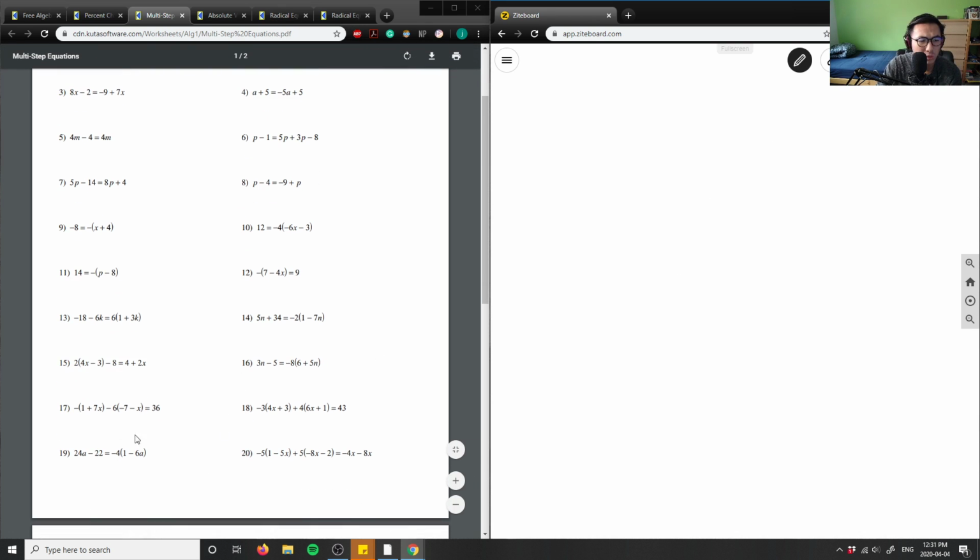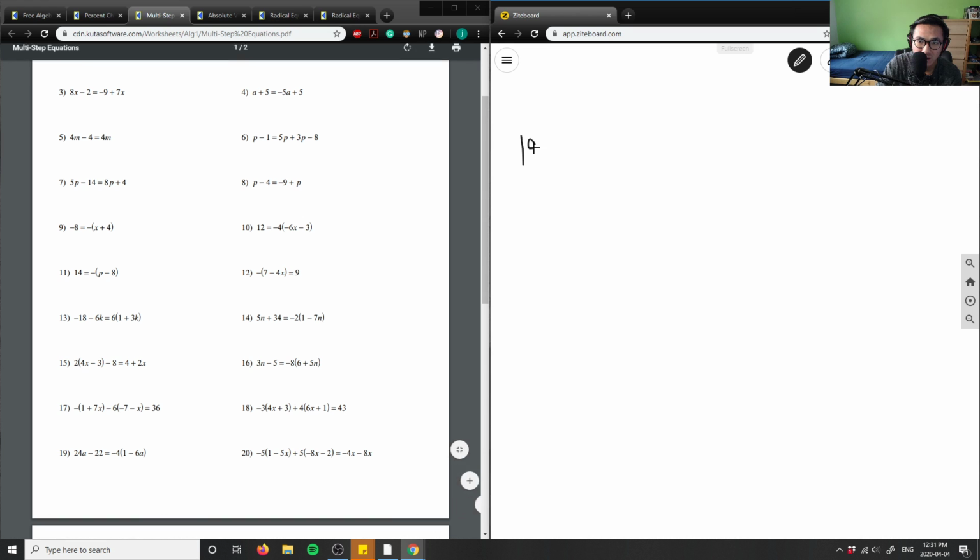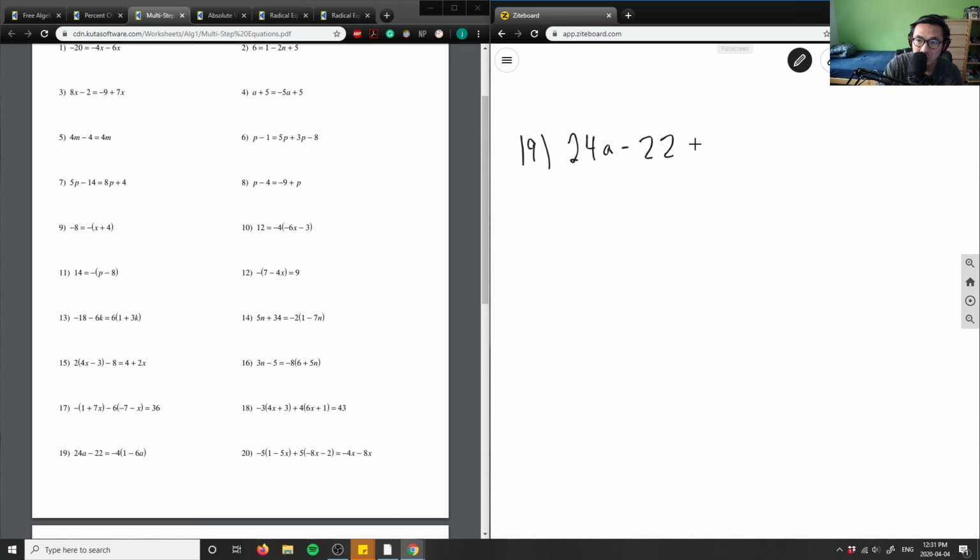So I'm going to do 19 here. And this is just a review of multi-step equations. And I feel like I'm going to be really slow with this because now I'm with the mouse. So 24a minus 22 equals, and then I have negative 4 times 1 minus 6a. So again, this is multi-step equations now. Maybe going slower is a bit easier as well. So if you're following along here, maybe if I go slower, it might be a bit easier for you as well.